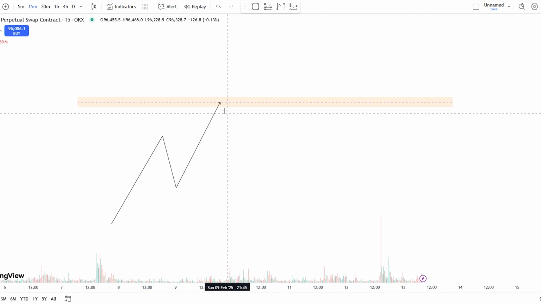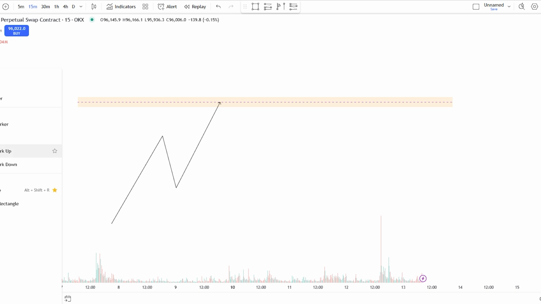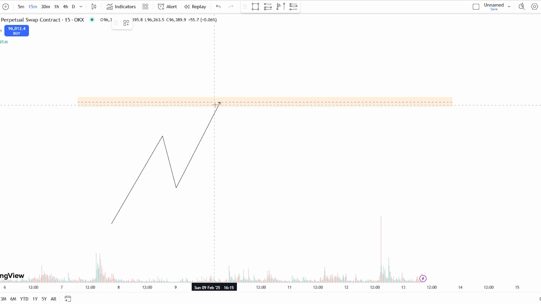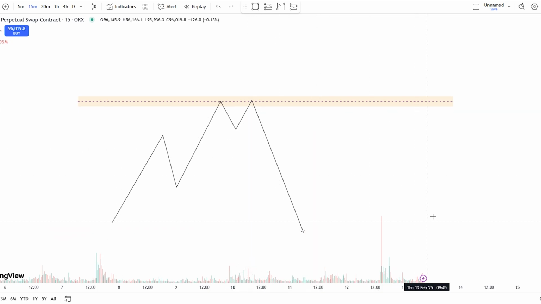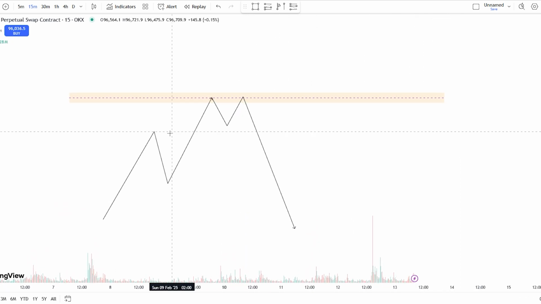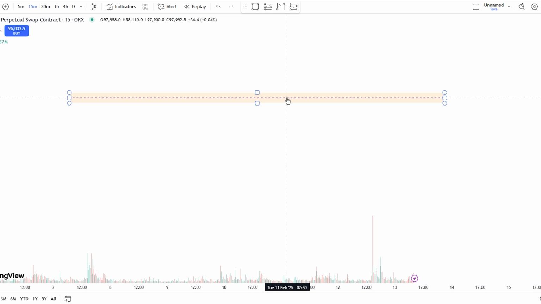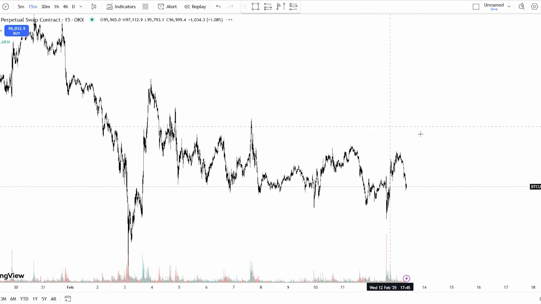Imagine it like an arrow hitting a thick barrier. The arrow, aggressive participants, tries to break through, but the barrier, passive participants, absorbs all of its force. Eventually, the arrow loses momentum and bounces back, just like the price reverses in the market.